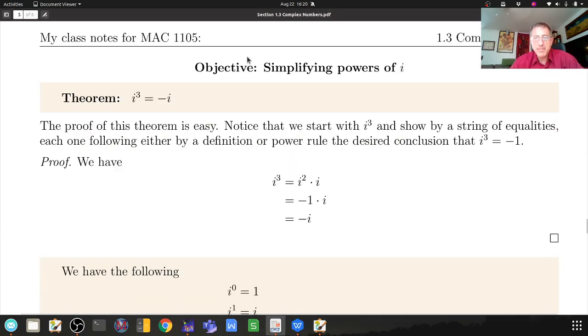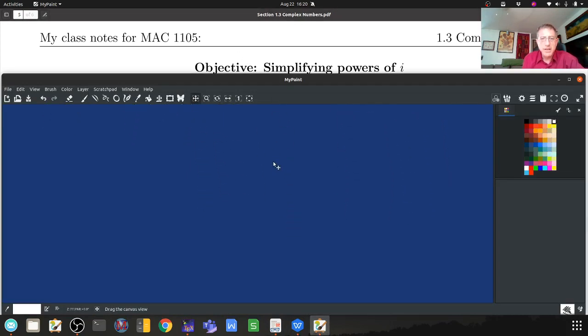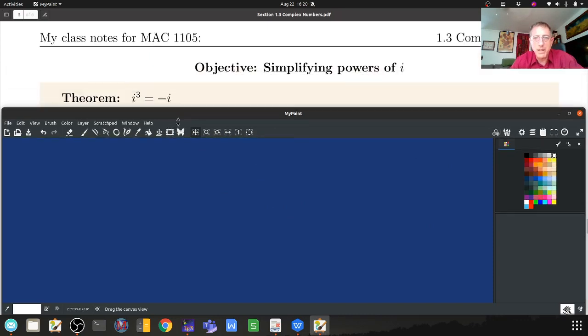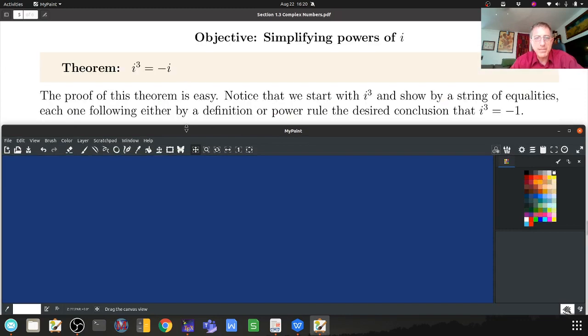So, simplifying powers of i. Actually, especially now that you're in college algebra, mathematics is really not about solving equations. It's about proving things. Some of you are really good at solving equations and symbolic manipulation, but that's really not what math is about. Math is about proving things, and when we prove things, we state the proof usually in the form of a theorem.